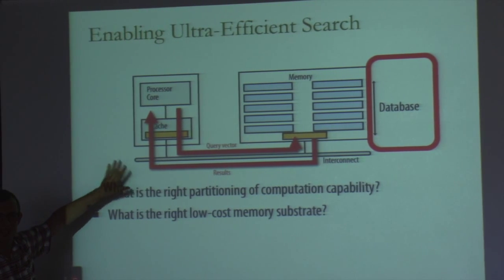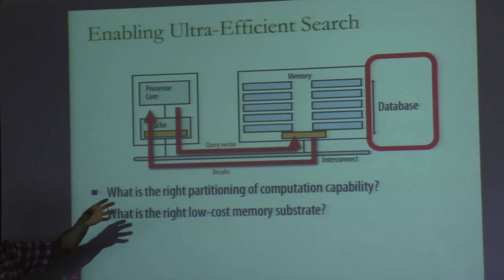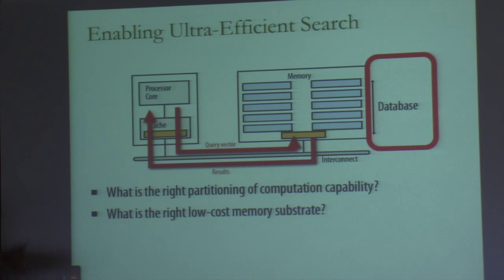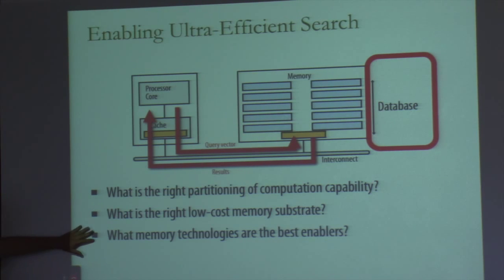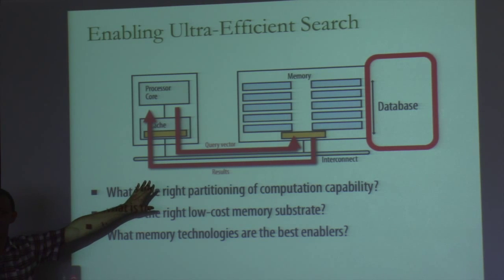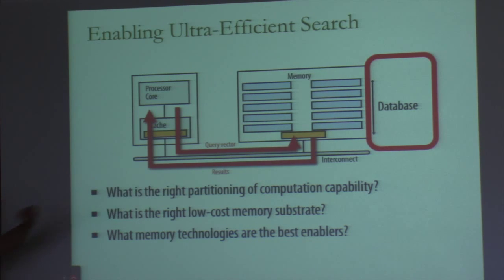RowClone, the paper that I mentioned, does copying of a page to another page within DRAM, but it doesn't do computation, right? And maybe there are other technologies that are better enablers. So the paper I'll assign you will talk about some technologies. But maybe looking at some other technologies is very interesting also. There's STT-MRAM, spin transfer torque MRAM, which is very promising as a memory technology today. It may be much more suitable than DRAM to do this, because it actually tightly integrates logic and memory. So perhaps looking into doing some computation for an interesting application within STT-MRAM is a good project.